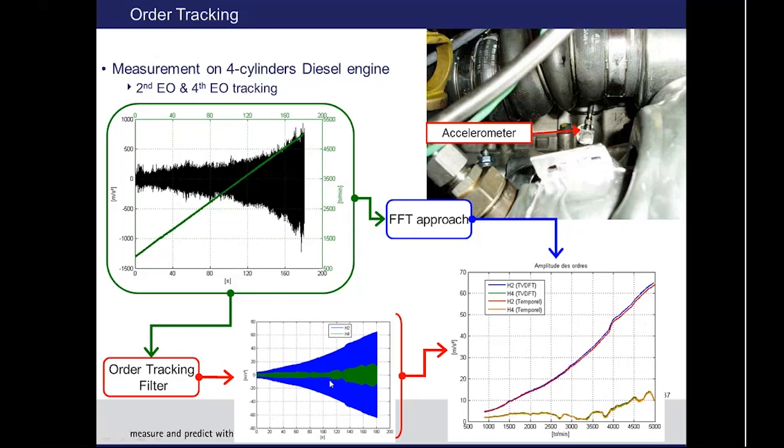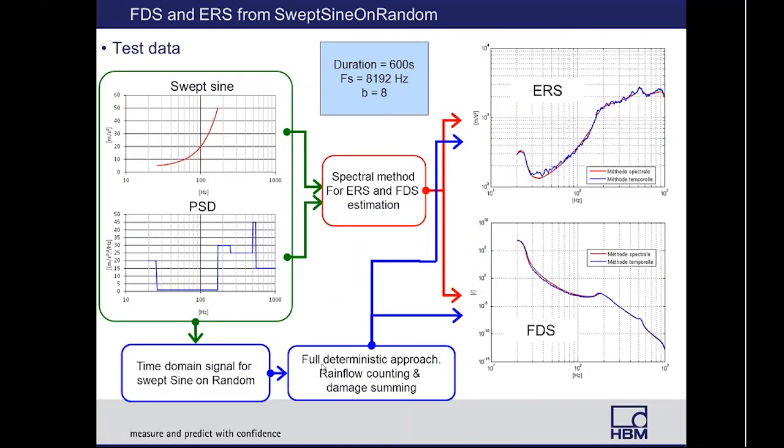Now we have the sine sweep, and the random, coming from this order extraction. The sine sweep is coming from the orders of the engine, and the PSD is coming from the rest of the signal, right? We can compute the FDS and ERS as described previously. And here again, we decided to compare the stochastic approach, in the frequency domain, with the time domain approach. And the results are extremely close. This enabled us to validate our spectral approach.